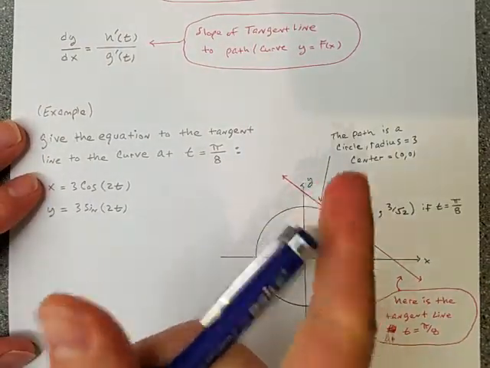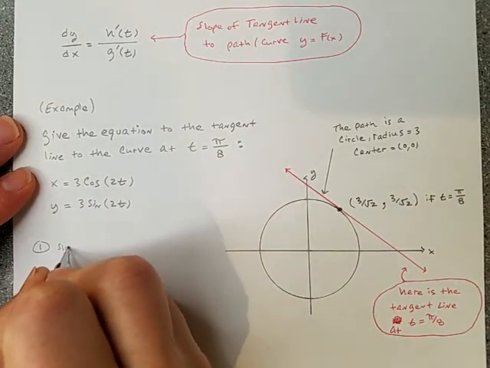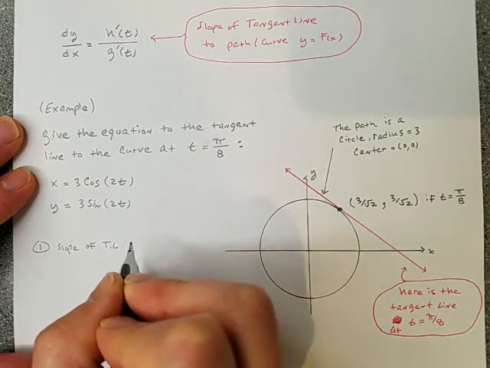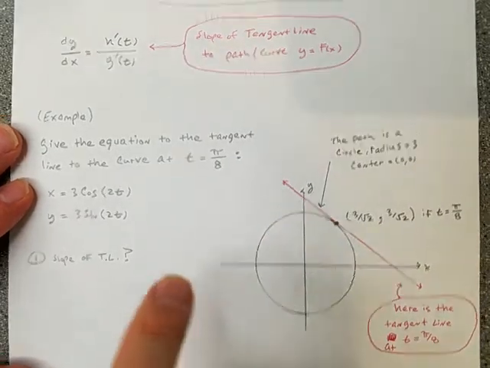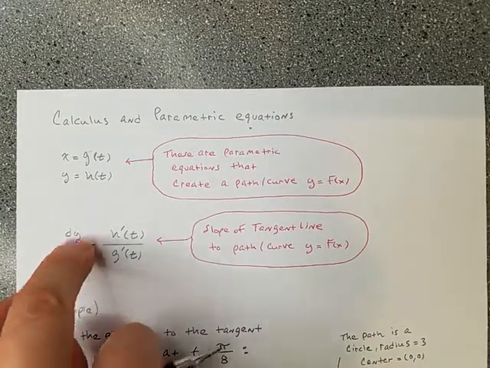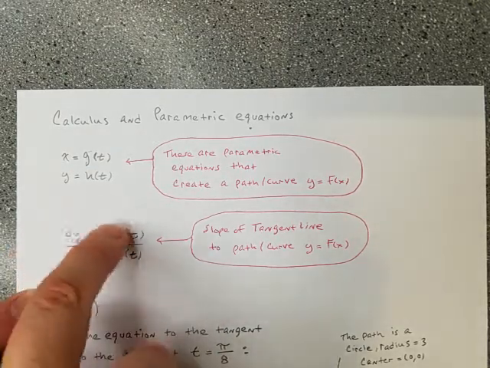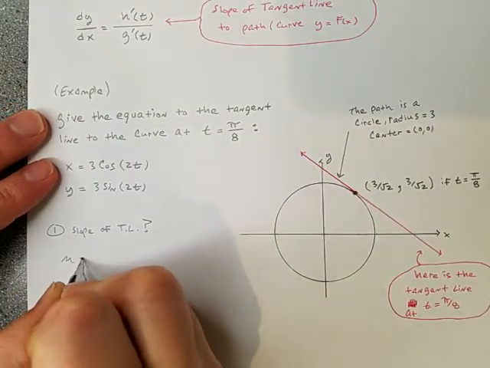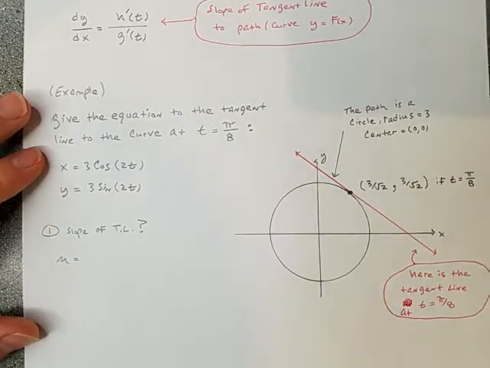So let's break this down into steps. We'll say, so 1, what is the slope of the tangent line? Okay? You know, that thing right there, what's the slope of that? Well, that's what this formula gives me. The slope of the tangent line is h prime t over g prime t, or y prime over x prime, okay? So the slope of the tangent line, now I'm going to just call that m, because that's the letter we usually designate for the slope of a line.